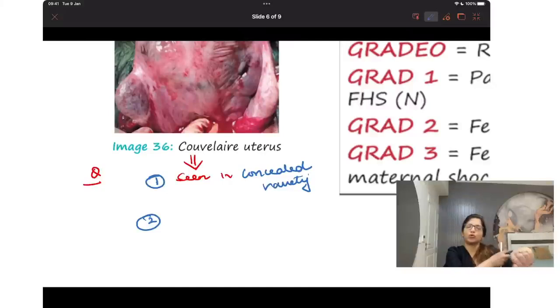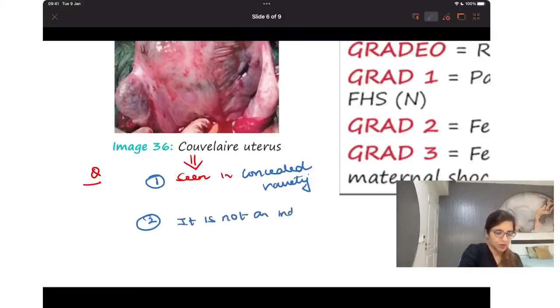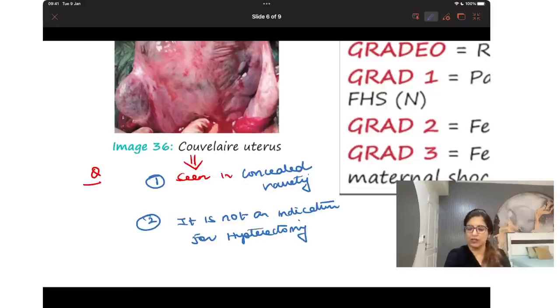Whether it is one bruise, two bruises, or three bruises, how many of you are going to say, ma'am, oh God, you have a bruise, get your arm amputated? Are you going to do that? No. So then if the uterus has got bruises, are we going to remove the uterus? No, right? So Couvelaire uterus is not an indication for hysterectomy. Very, very important point. It's not an indication for hysterectomy.